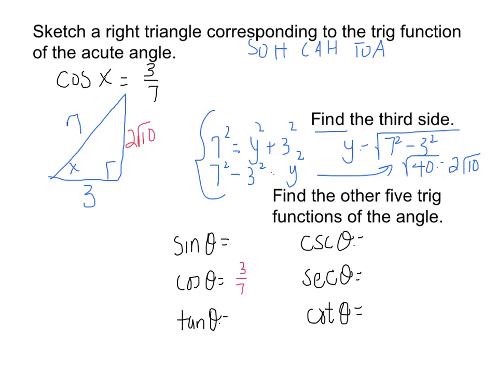So from there I can do the secant, which is the reciprocal. The sine is opposite over hypotenuse, right? So the cosecant is going to be just the opposite of that, 7 over 2 square root of 10. The tangent is going to be 2 square root of 10 over 3, and the cotangent will be 3 over 2 square root of 10. All right, so 1, 2, 3. We're going to do another example here in a sec.